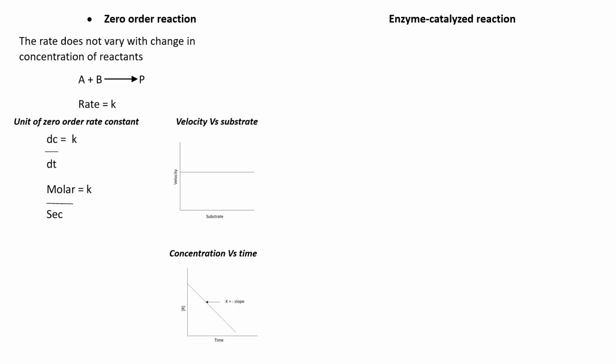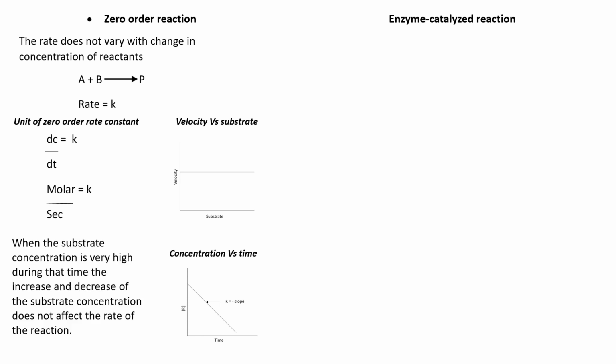If we plot velocity versus substrate, we'll get a horizontal straight line. Why? Because here the rate of reaction does not depend upon the concentration of the substrate. So increase or decrease in the concentration of the substrate won't affect the rate of reaction. Hence we get a straight horizontal line. So if we plot between concentration and time, then we'll get a slope, and the value of the rate constant from this slope.